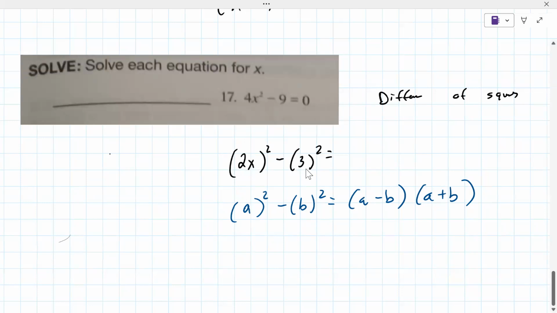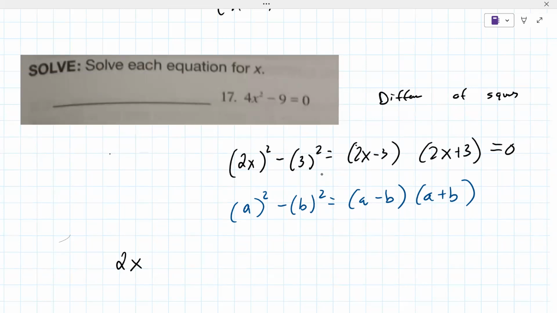And then I think that would be 2x minus 3 and then 2x plus 3. 2x minus 3, 2x plus 3. Great. Okay, now we're going to set each of those equal to 0. 2x minus 3 equal to 0. 2x plus 3 equal to 0.